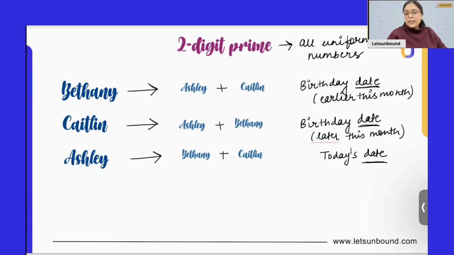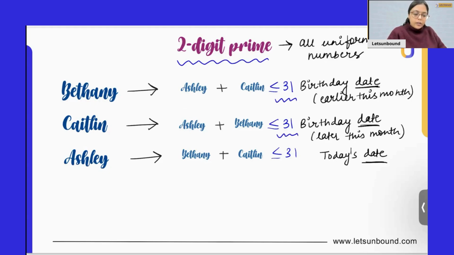So that means the date of a month cannot exceed 31. So can I say that all three sums should not exceed 31, right? Okay, now can you generate two-digit prime numbers whose sum does not exceed 31? Can you think of those combinations? Let's have a look.